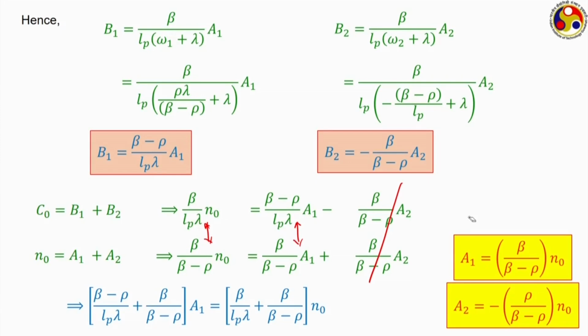And other quantities like beta and rho, which are the other two parameters appearing here, are also generally known to us, because beta is a standard value for any given nucleus. Like for uranium 235, beta is equal to 0.0065, and rho is actually the parameter, that is reactivity, which we are trying to control through this entire exercise. So, we now have A1 and A2 in terms of N naught.